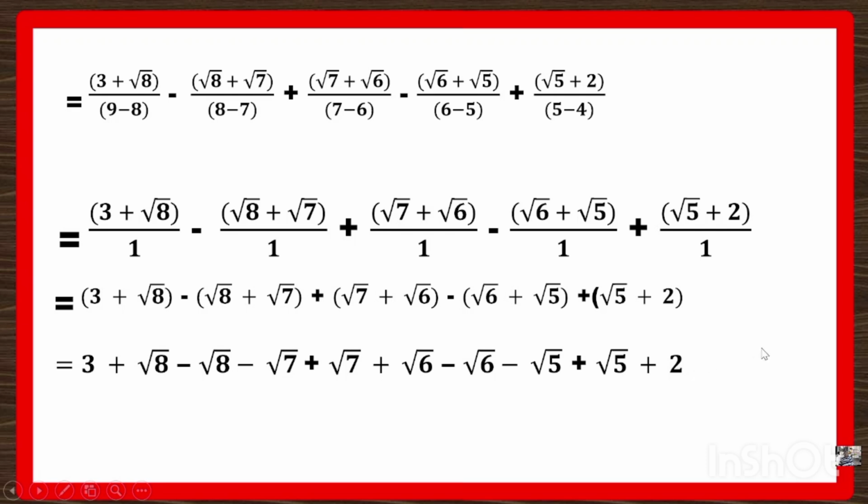Okay, this is how we have to focus to remember how to remove the bracket. This is the method. Just you have to remember it. So after removal of the bracket, you see here, this is plus root 8, and this will be minus root 8. We can cancel. Minus root 7 plus root 7 will be cancelled. Plus root 6 and minus root 6 will be cancelled. Minus root 5 and plus root 5 will be cancelled. After cancellation, the first term is 3, the remaining terms cancel, and the last term is 2. So after cancellation, you shall get 3 plus 2, which is 5. And this is the required value of the given expression.